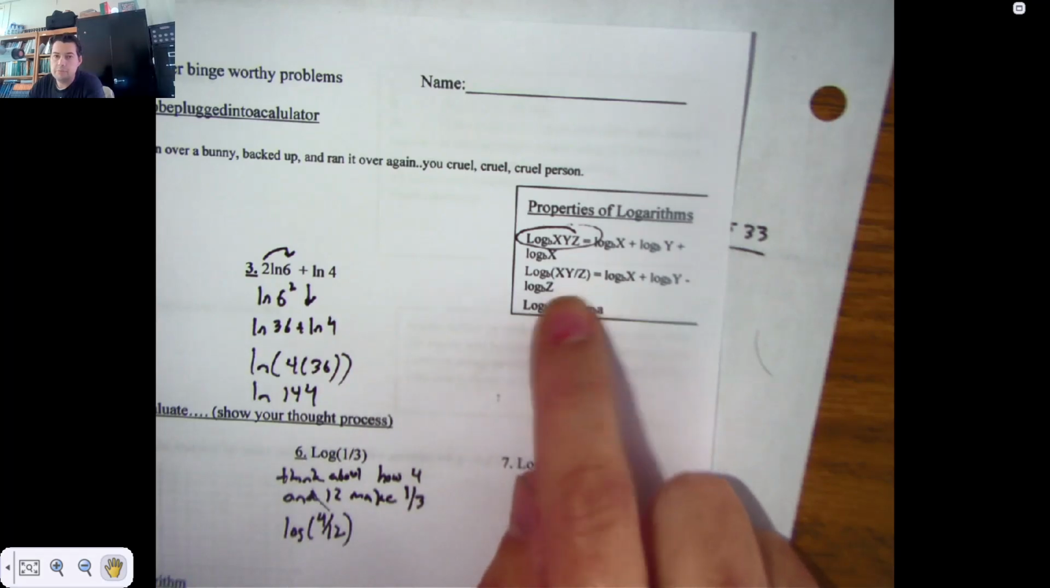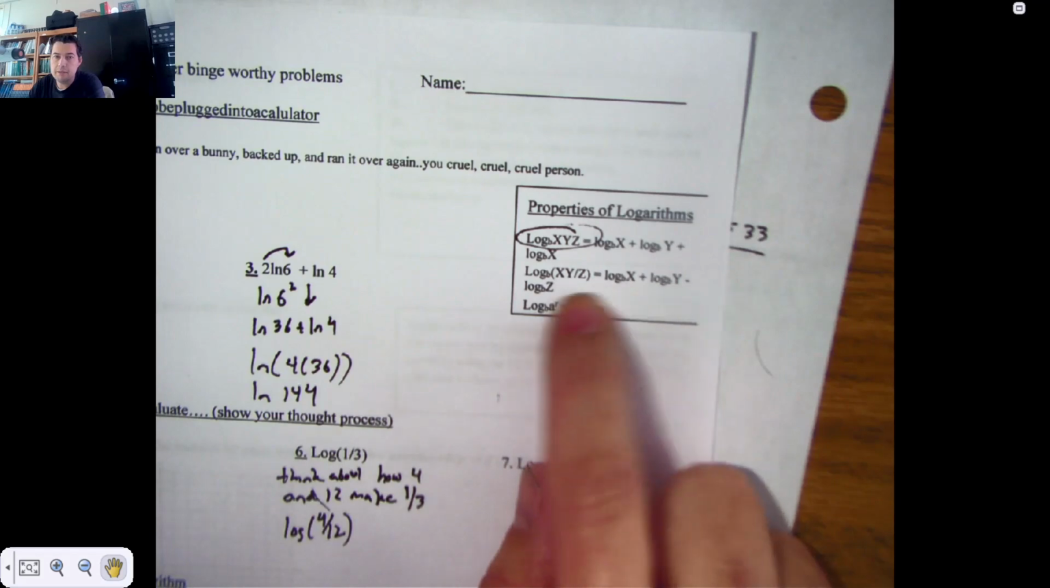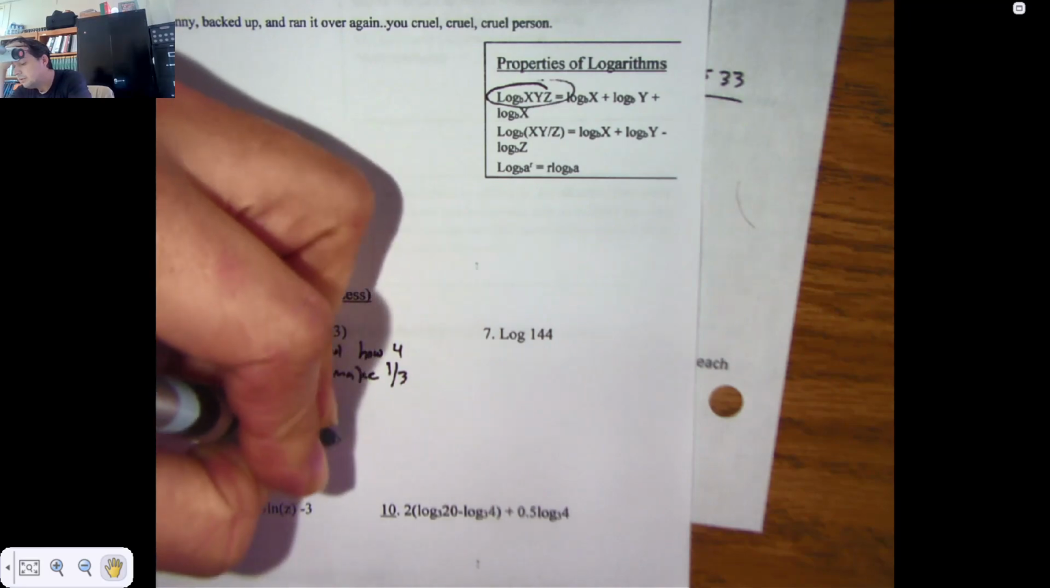I have no idea if these are actually in your notes from class or not, but anyways, you just have to think about how 4 and 12 make a third. Well, it turns out that 4 over 12 is a third. Now, I glance up here at the division rule, which says I subtract. The top one's positive, bottom one's negative. This becomes log of 4 minus log of 12.